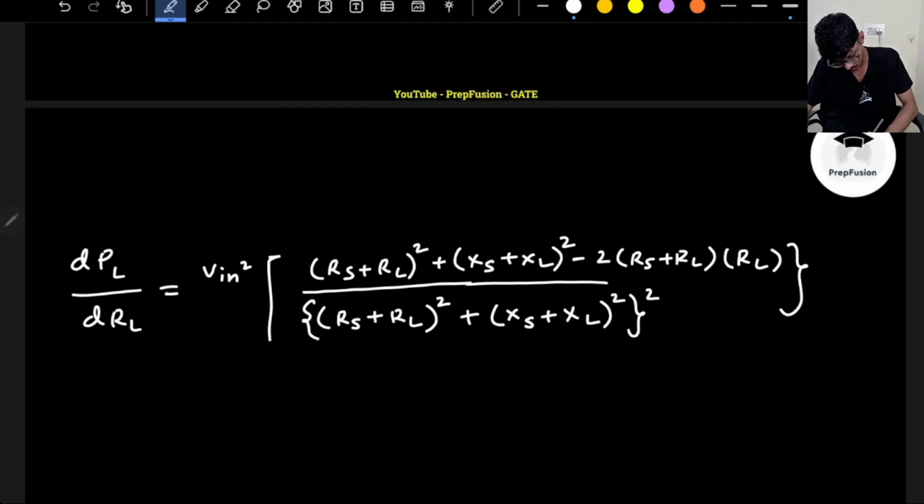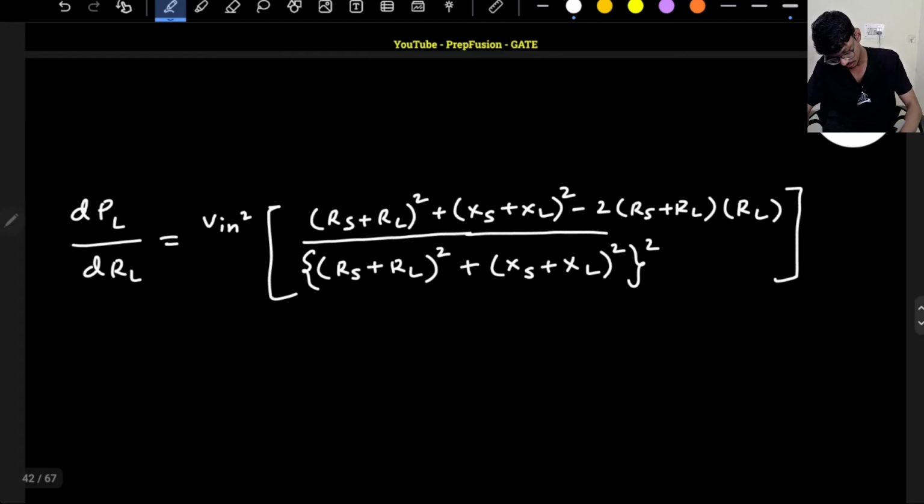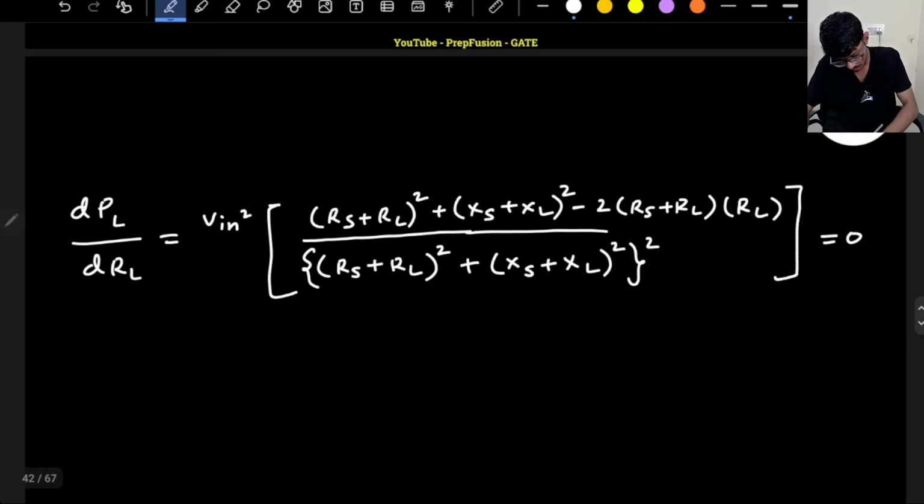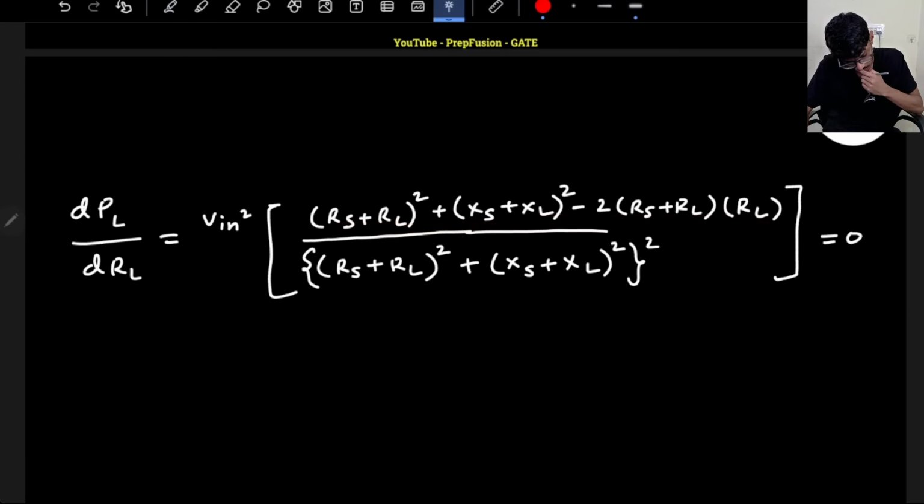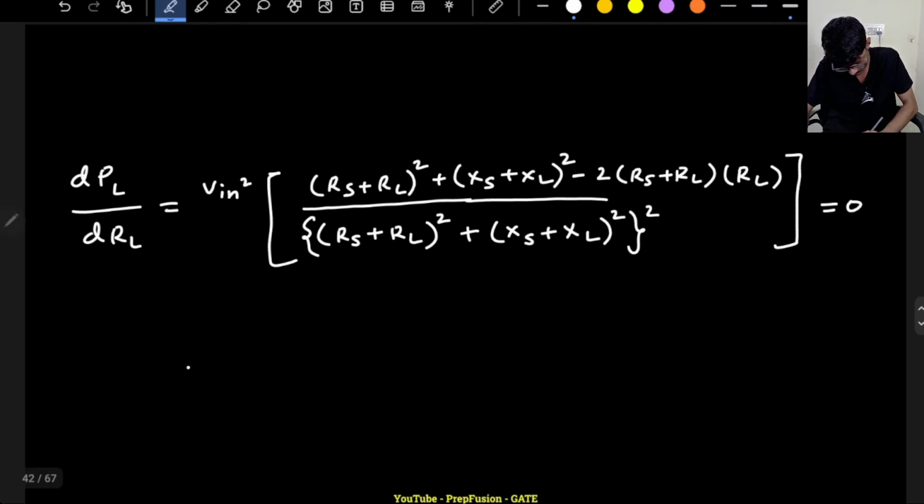So this I can do with a square bracket, this I have to equate this with 0, right? So ultimately this one should go to 0. So here things will be a bit different. So RS plus RL, can I cancel out? RL is here, I cannot simply cancel out RS plus RL, yeah, this one will go away automatically. XS plus XL whole square is there. So now if I rearrange the terms here, V in square will go away.